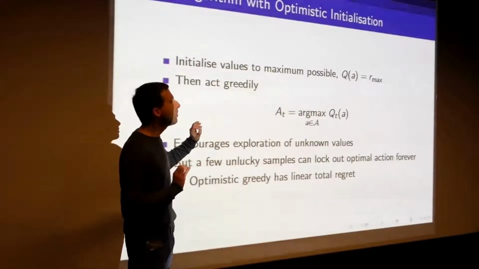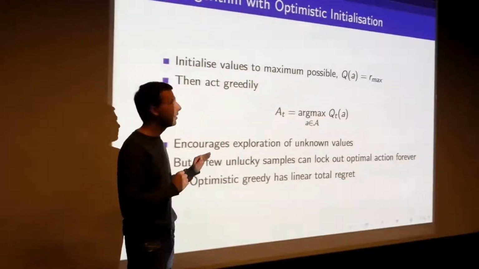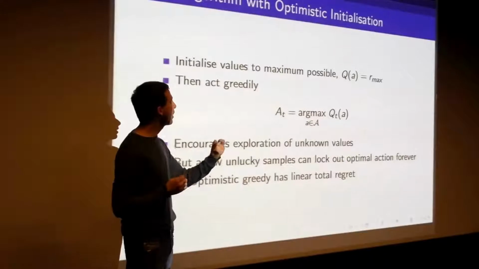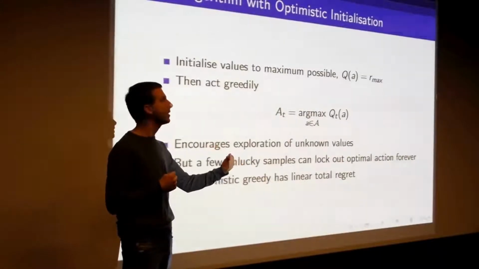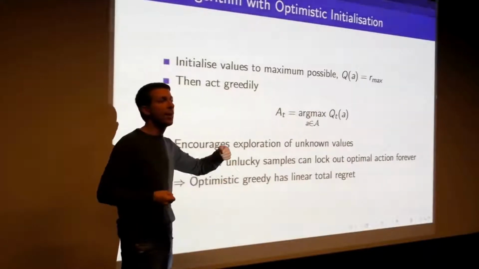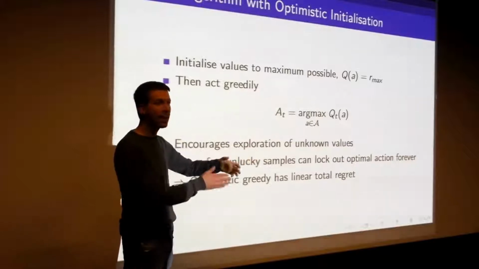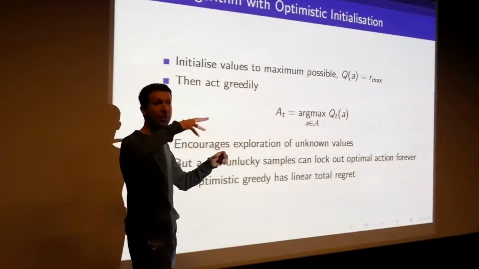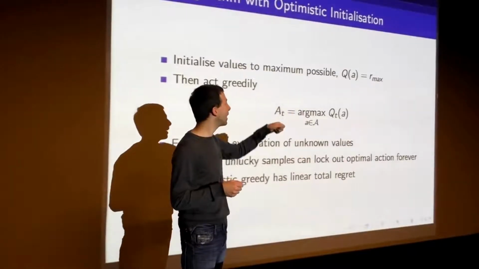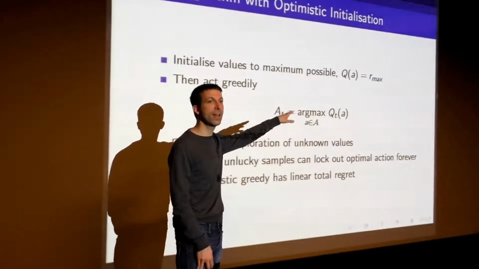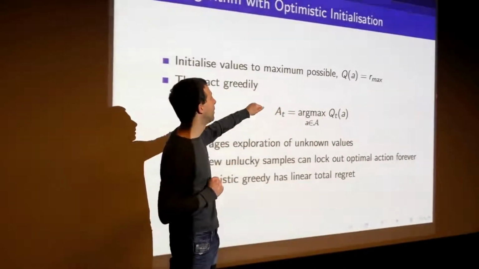So let me give what I consider the simplest implementation of this idea, which is to say that not only do we initialize the values to the maximum possible, but we also initialize the counts. So let's take our octopus example again, where we know that we're going to get payout between 0% and 100%. So now we know that Rmax is 100%. You might get 100% payout on this particular machine, whatever you put in.